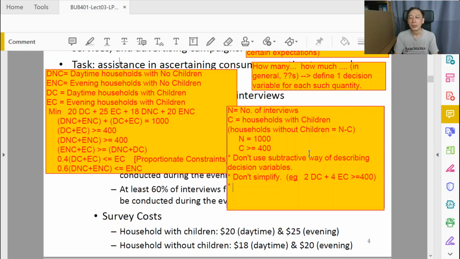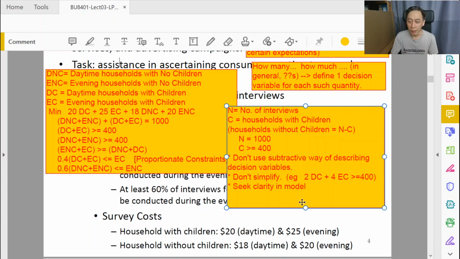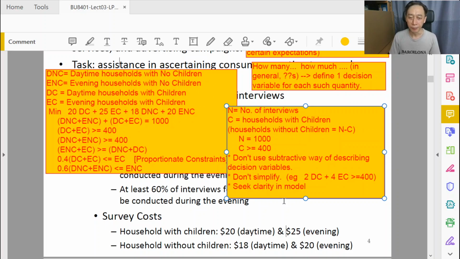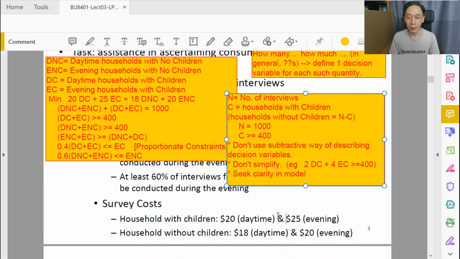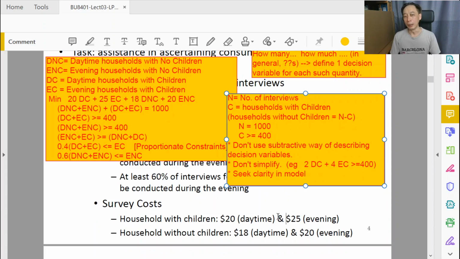And of course, we want clarity in our model. We don't try to solve it, but we do want to maintain clarity in the model, by not trying to simplify everything. All right, so that's the main tasks and learning points that we have gone through, right? Pretty substantial ones because this is our first example.